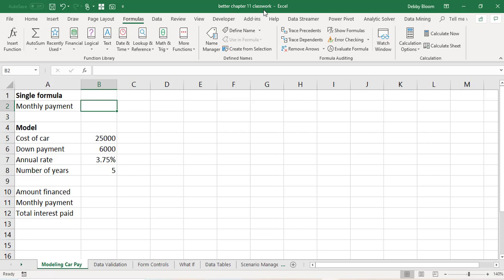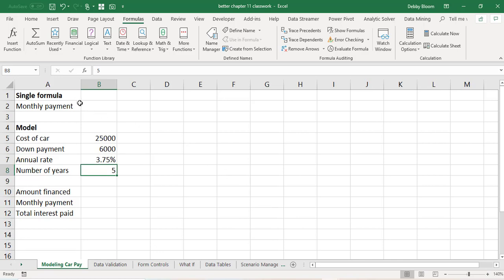11 classwork file in My Courses, but it tends to be very repetitive, and really they talk about models, but they don't talk about modeling. So let's talk about this particular problem. Let's say you're going car shopping, and you're looking at a $25,000 car. You're going to put down $6,000. You have an annual rate of 3.75%, and you'd like to finance that car over 5 years.